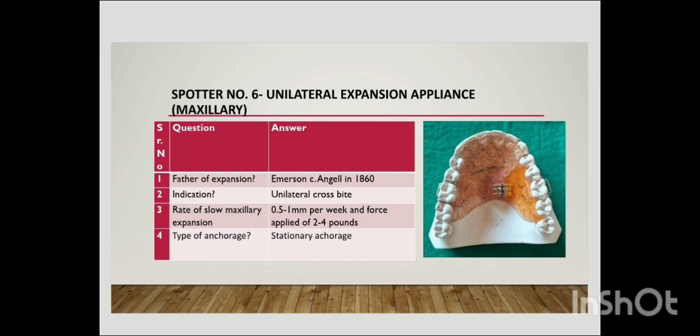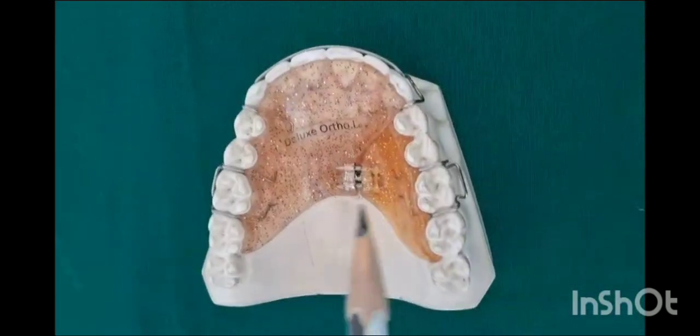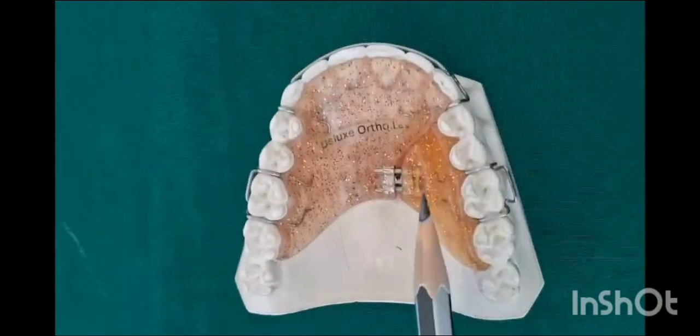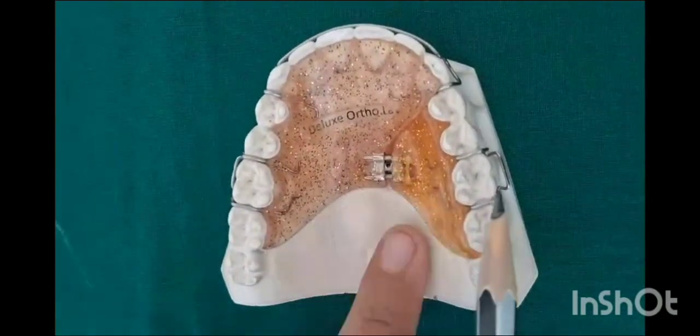Now what is stationary anchorage? Stationary anchorage is application of the force that tends to displace the anchorage unit bodily in the plane of space in which the force is being applied. This is unilateral expansion appliance in which a jack screw is placed unilaterally.